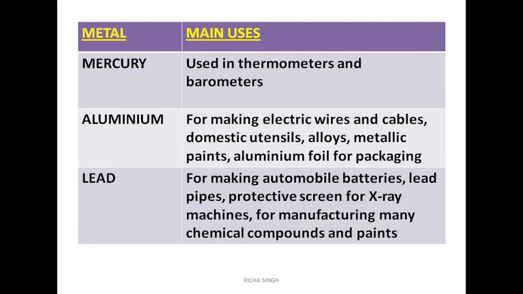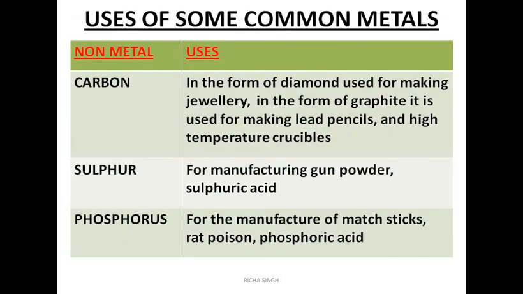Lead is used for making automobile batteries. Lead pipes are there. Protective screen of X-ray machine is there. Because lead is comparatively a less reactive metal. If you see the reactivity series, lead stands at a lower position. Therefore, lead pipes and all these things are made of lead because they do not react. Next, let's discuss some of the common uses of non-metals.